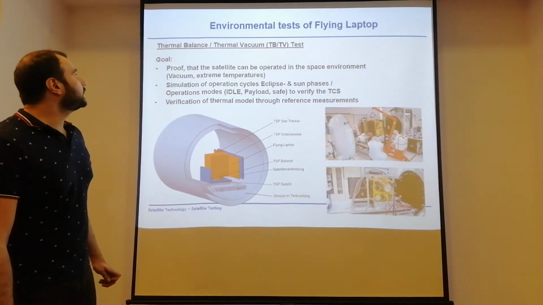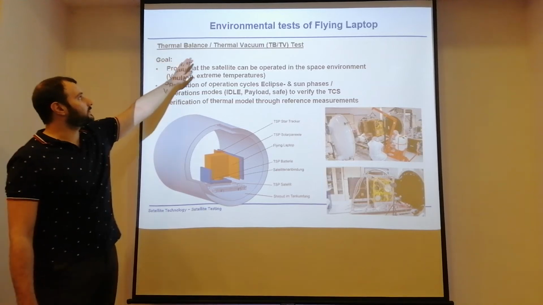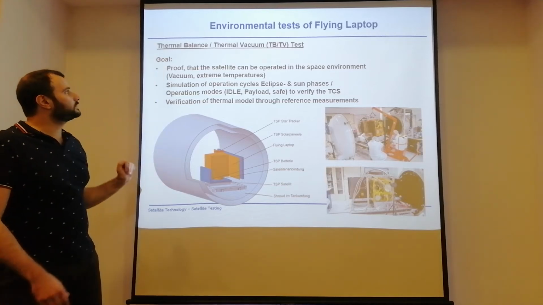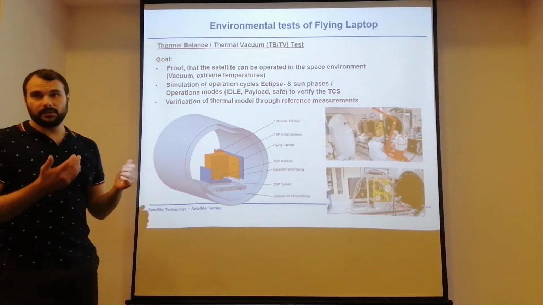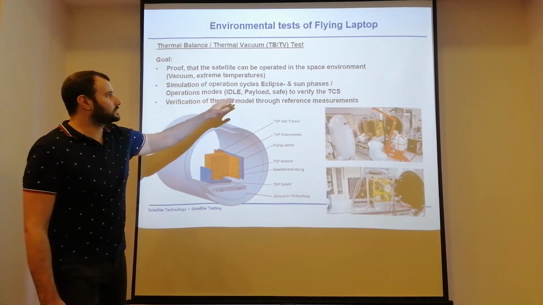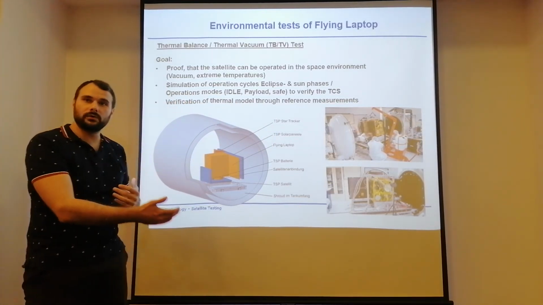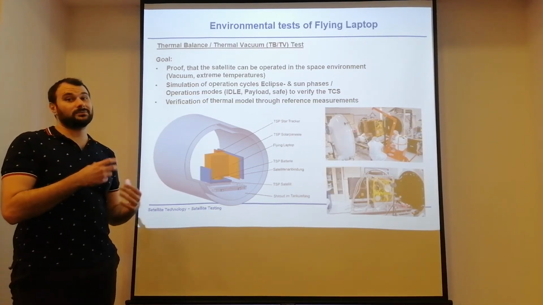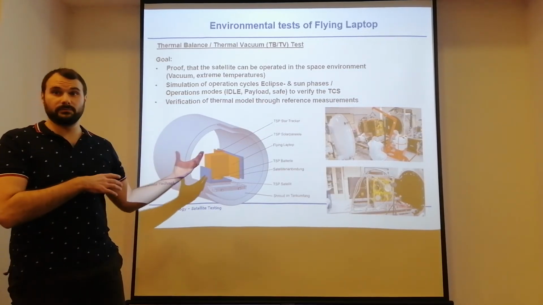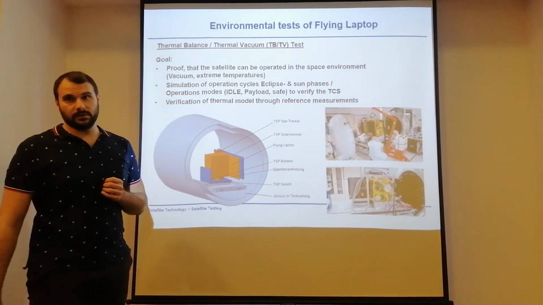Then in terms of environmental testing, for Flying Laptop, the thermal balance and thermal vacuum tests were performed, which you already know. The goal is to prove that the satellite can be operated in a space environment within the extreme temperatures and the vacuum. We simulated the operation cycles during eclipse and sun phase, but also during different operation modes. You might have an idle mode where the satellite is not doing much, so it's not generating so much internal heat, whereas if you go for the payload operation, there might be more excess heat at different points, and you want to verify that your thermal control system is able to cope with those influences.